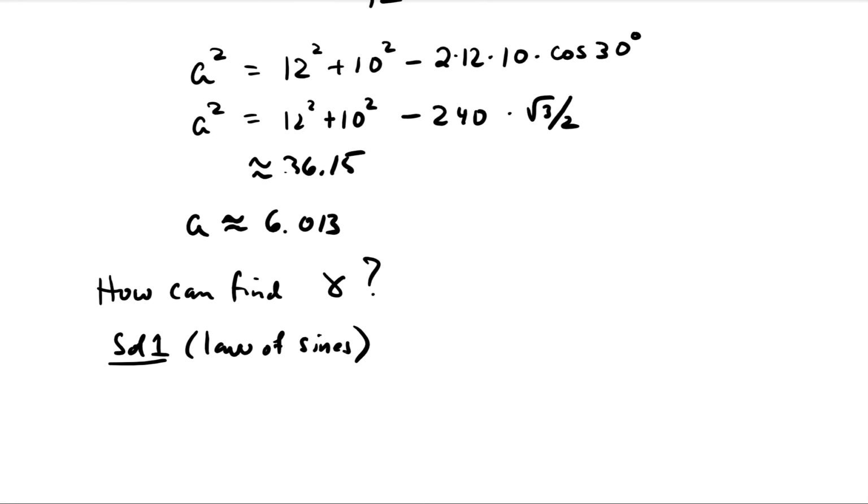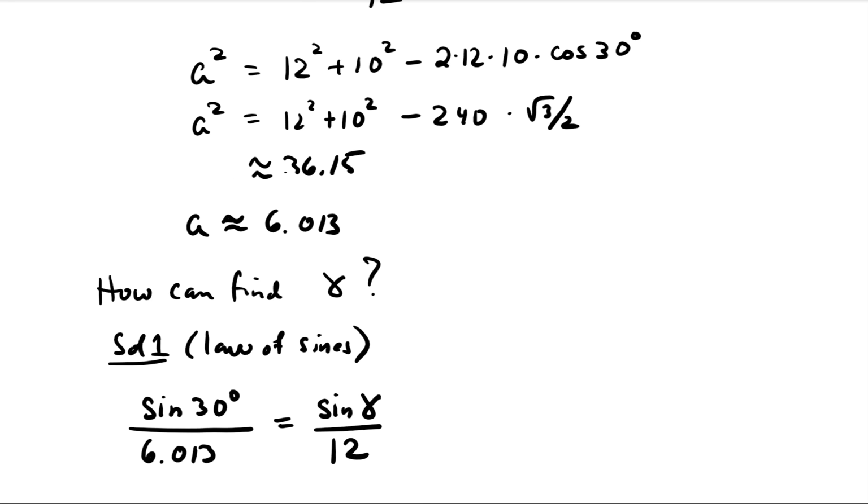How so? Well, now I know that sine of 30 degrees divided by its opposite side, which is the side I just found, would be in the same ratio as the sine of gamma over its opposite side, which is 12. Okay, and then I solve for gamma.